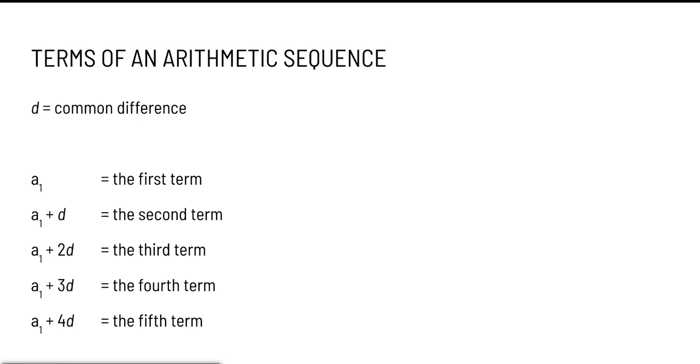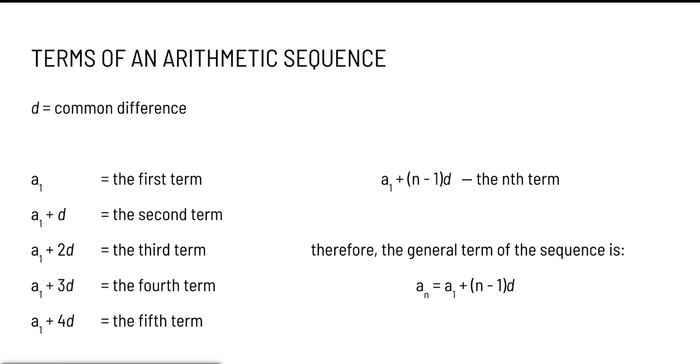Now, looking at all the formulas for the terms given, let's see the general term and how to find the general formula of an arithmetic sequence. So, to find the end term, it's a sub 1 plus open parentheses n minus 1 close parentheses times d. Therefore, the general term of the sequence is a sub n equals a sub 1 plus open parentheses n minus 1 close parentheses times d.